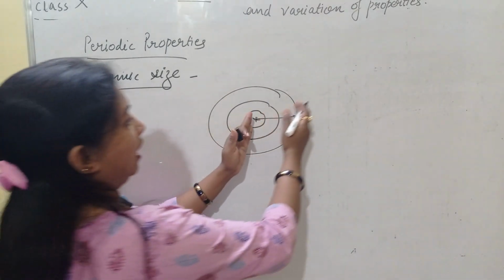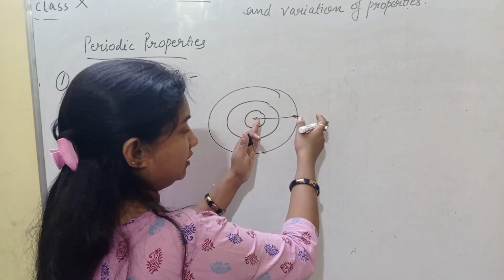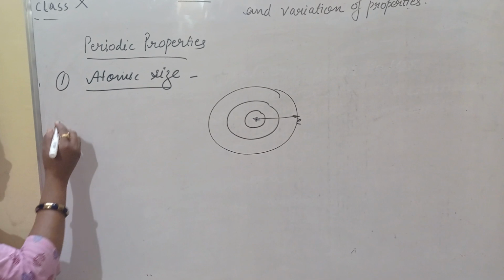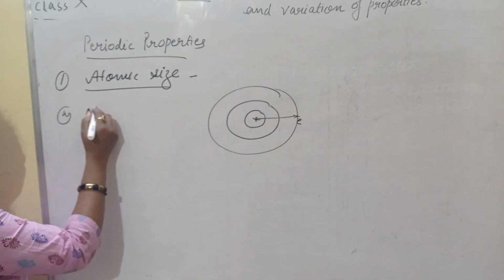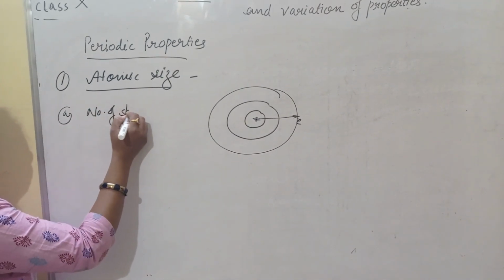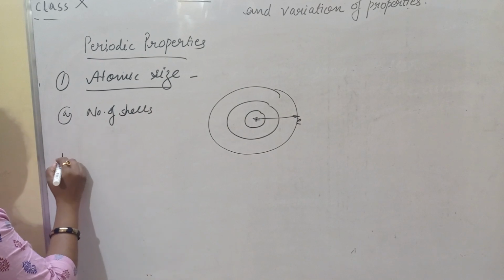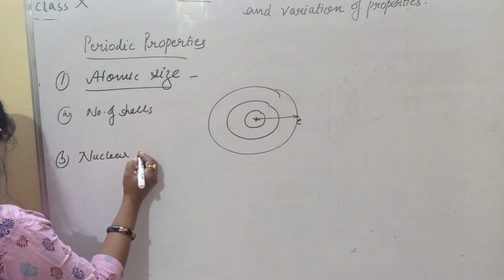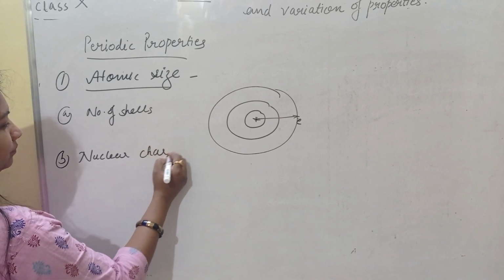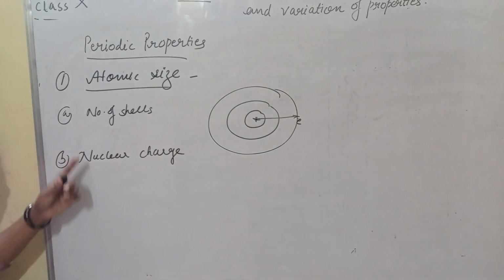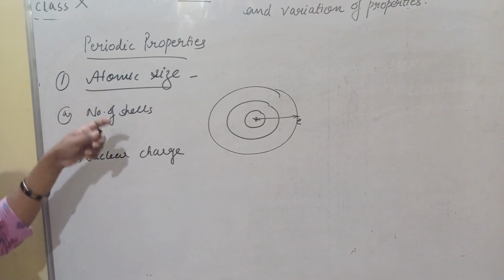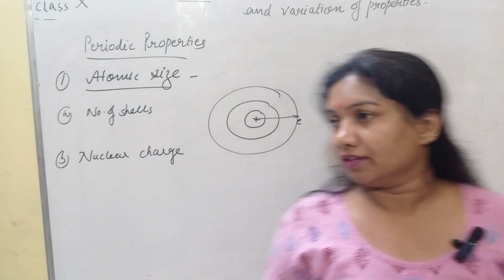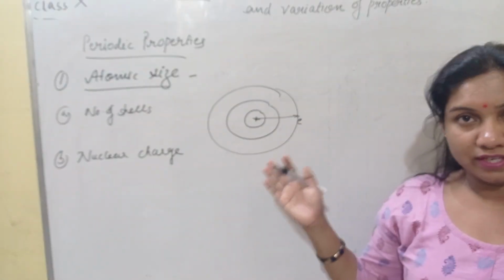And if we add more shells to this, then the size of the atom will increase. So it depends upon two factors. One is the number of shells, and the second one is nuclear charge. So how do these factors affect the size of an atom? Number of shells, as I already said: if we increase the number of shells, the size of the atom will increase.